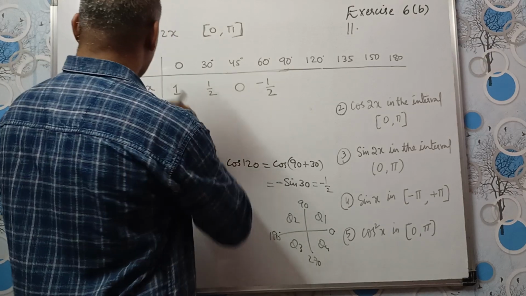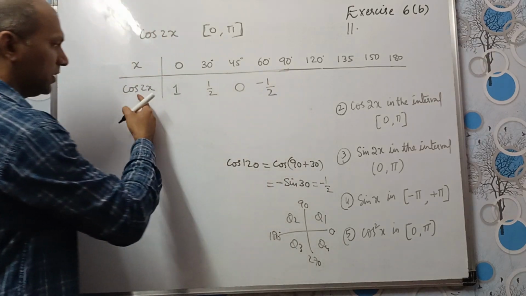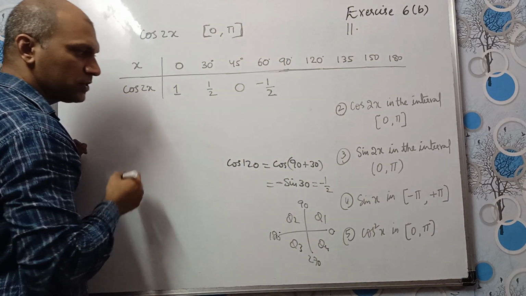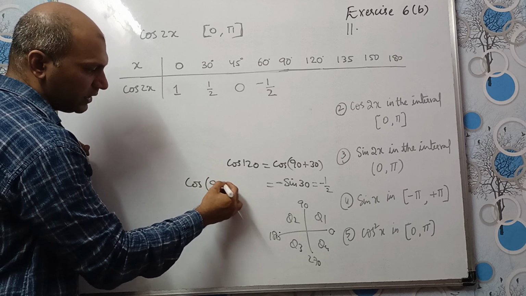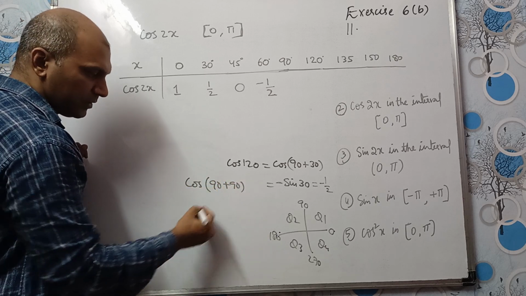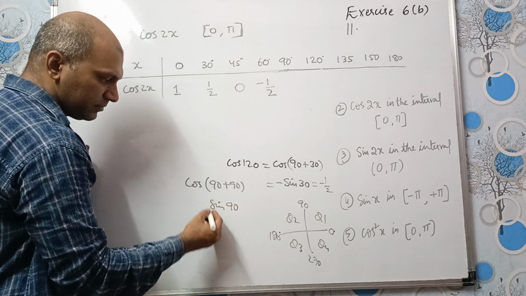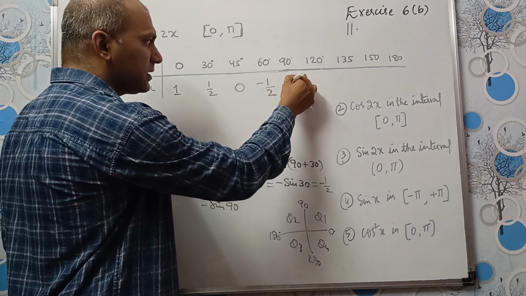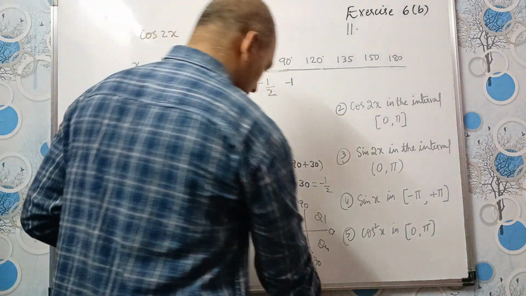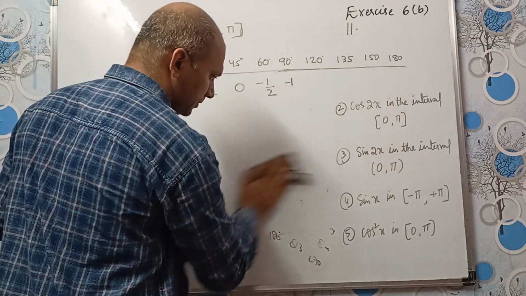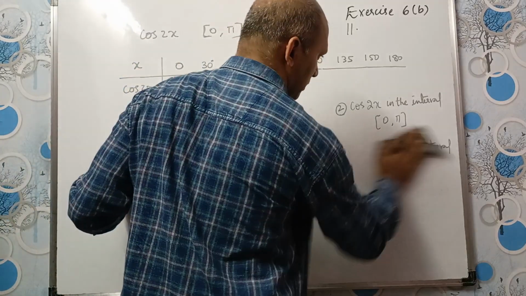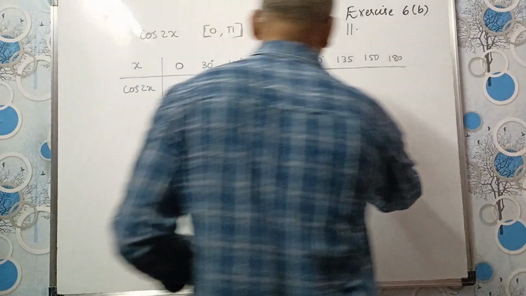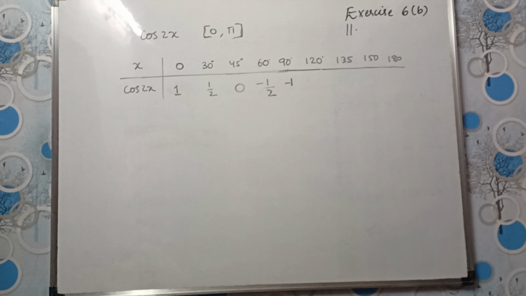Now x is 90. Cos 2 into 90, cos 180. What is cos 180? See, cos 180 you can write 90 plus 90 also, right? So this is sin 90, minus sin 90. It will be equal to minus 1. Okay, I hope this is clear. Let me rub this part. Let me rub this also. Like this we can find 120, 135, 150 and 180 also.